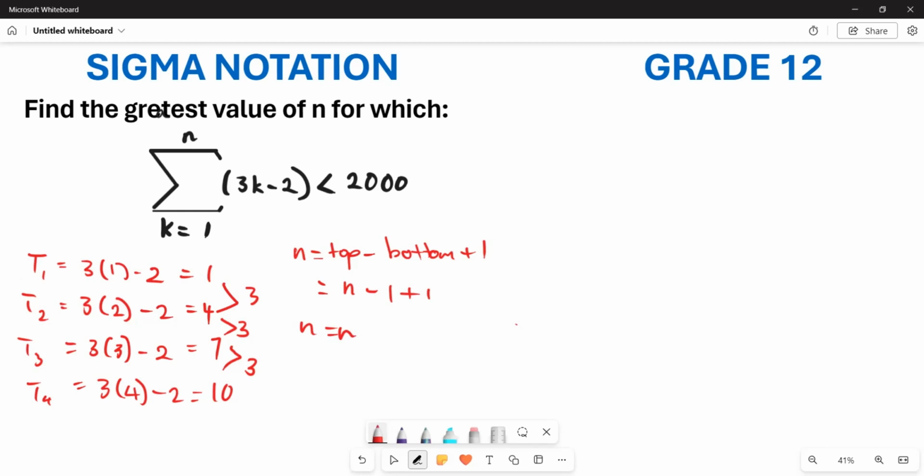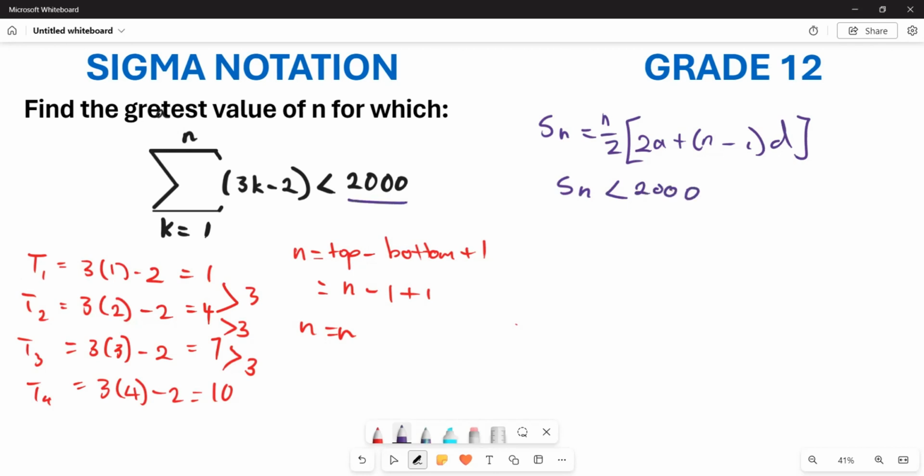Now that we found this particular series, we can come back to our Sn formula. Sn is given by n over 2, open brackets 2a plus n subtract 1, close brackets d. Now, what is it they want us to find? They say where your Sn is greater than 2000. These represent your sum, your Sn. So they want Sn greater than 2000.